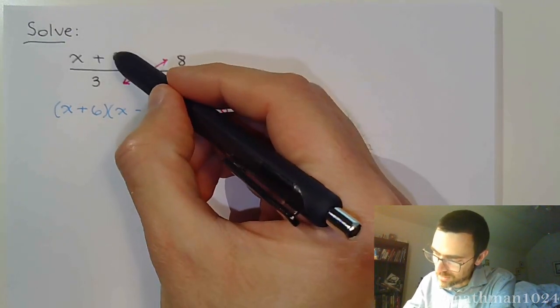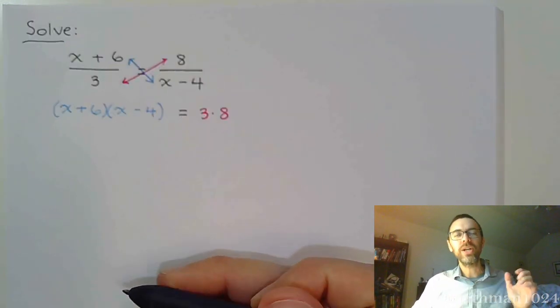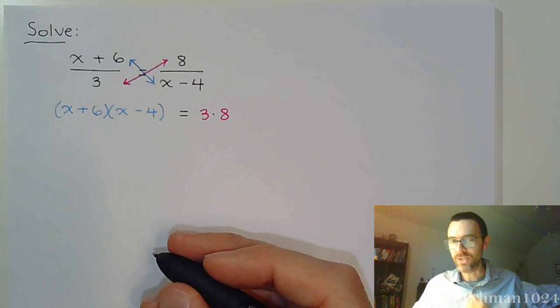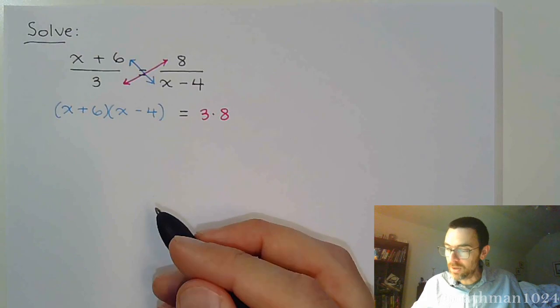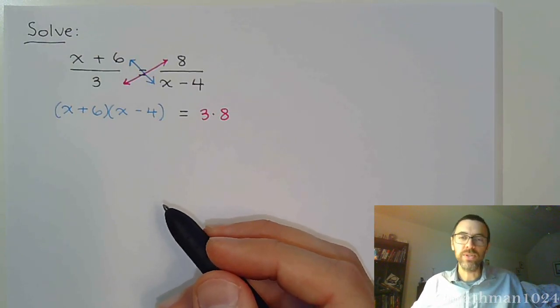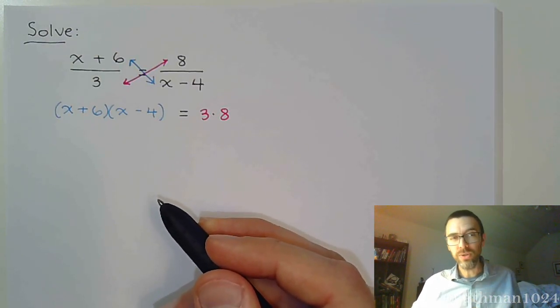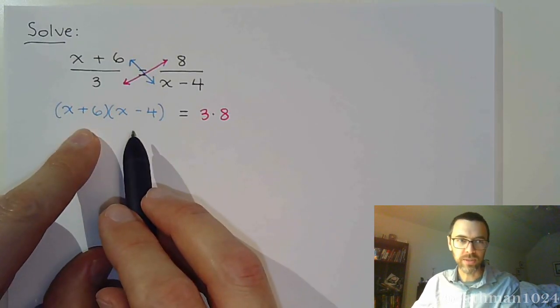So, again, these cross products are equal. Please don't say cross multiply. You guys have been in my class, you know how I feel about that. It's the cross products that are equal. And from here, we just have to solve this. But we can't really know what to do until we multiply everything out.